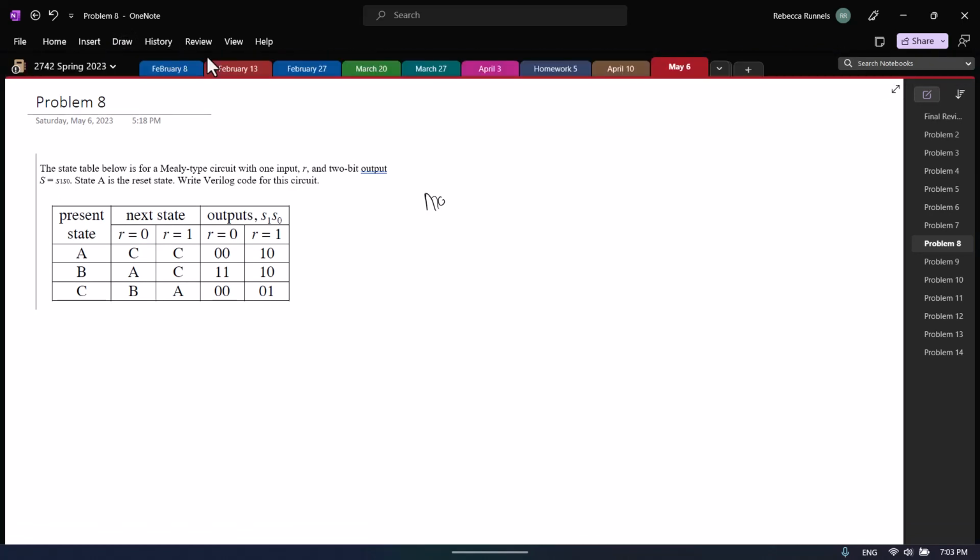Module, I'm going to call it problem 8. Problem 8. And we have an input R. We have an output. I'll call it capital S. It'll be a 2-bit output. We're going to have a clock. And we'll have a reset. And I believe that's all we have in the way of inputs and outputs.